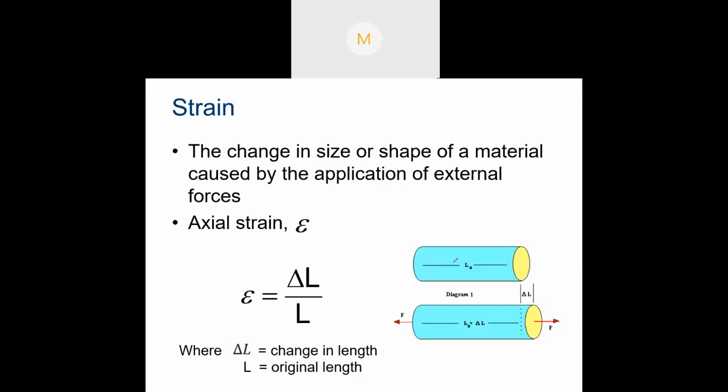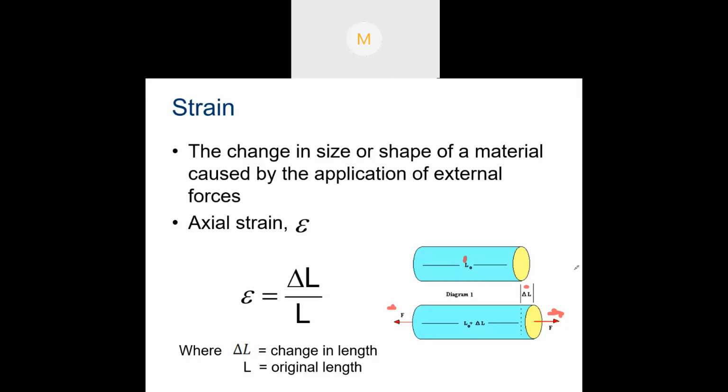Initially it was L0. After pulling it, or after applying some tensile force, this is tensile force, right? If you pull it, then it is increased by how much? Del L.